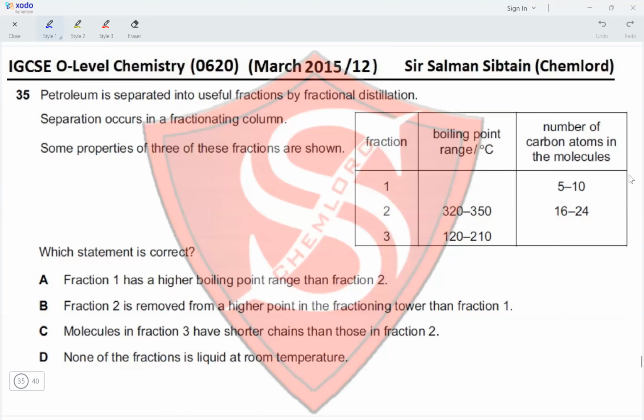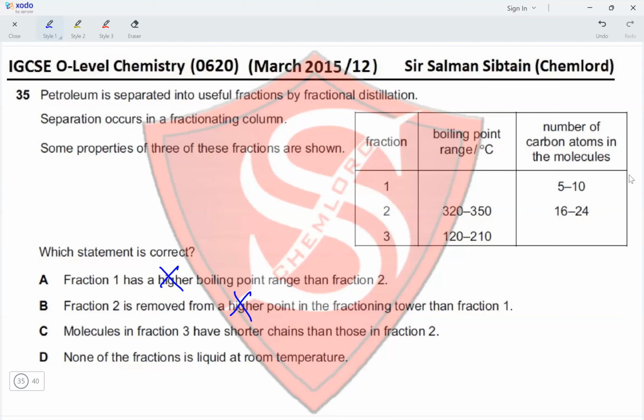Which statement is correct? Fraction 1 has a higher boiling point than fraction 2. No, fraction 1 has lower number of carbon atoms, so it will have a lower boiling point than fraction 2. Fraction 2 is removed from a higher point in the fractionating tower than fraction 1. No, the smaller the number of carbon chains, the higher up the fractionating tower that is removed from. So this is incorrect as well.